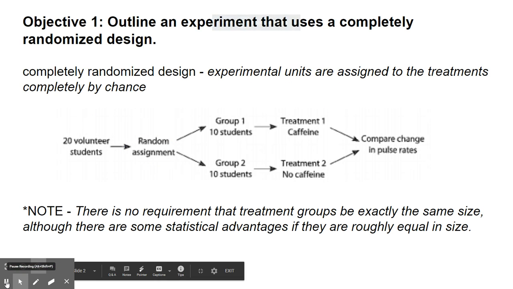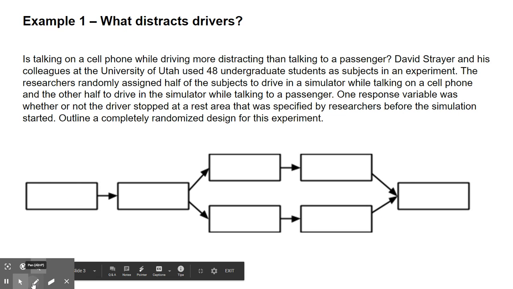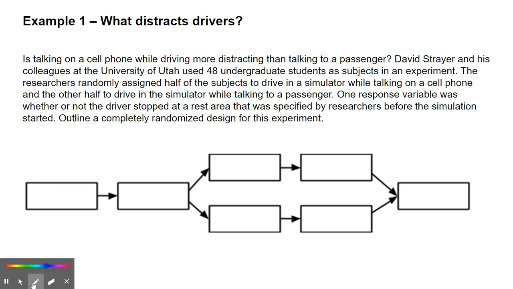Okay, so let's take a look at our first example. Example 1 says, what distracts drivers? Is talking on a cell phone while driving more distracting than talking to a passenger? David Strayer and his colleagues at the University of Utah used 48 undergraduate students as subjects in an experiment. The researchers randomly assigned half of the subjects to drive in a simulator while talking on a cell phone, and the other half to drive in the simulator while talking to a passenger. One response variable was whether or not the driver stopped at a rest area that was specified by researchers before the simulation started. Outline a completely randomized design for this experiment.